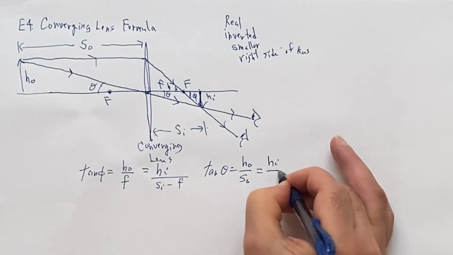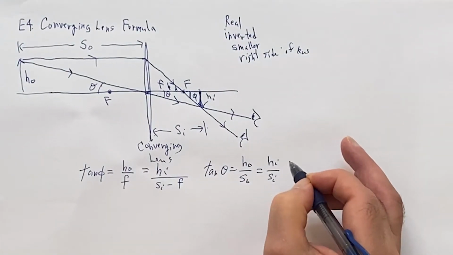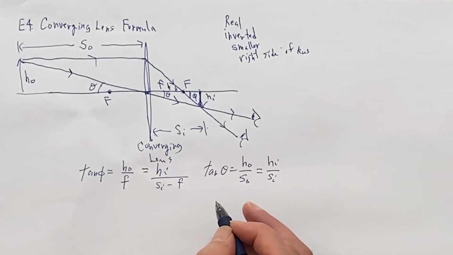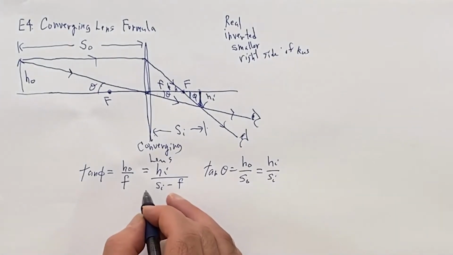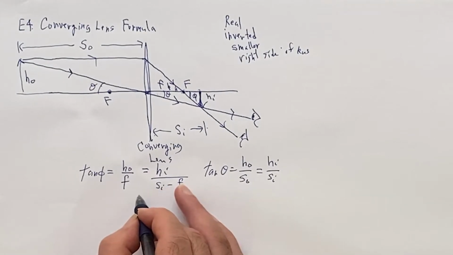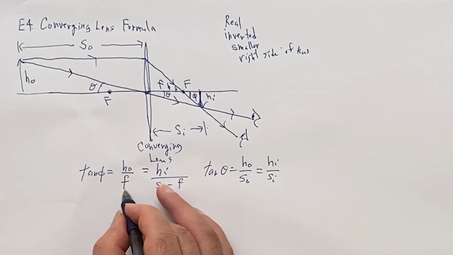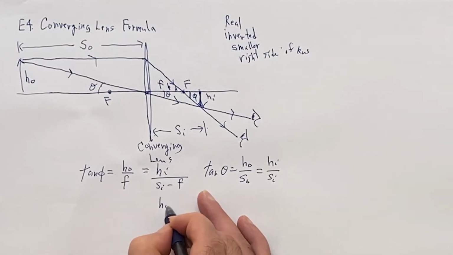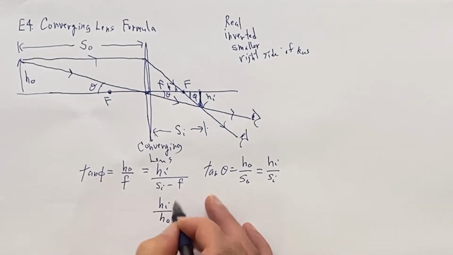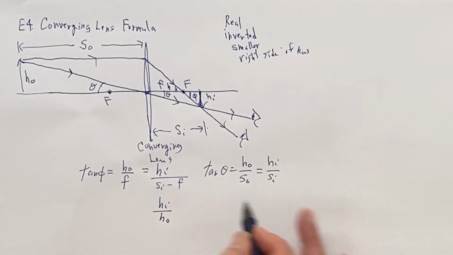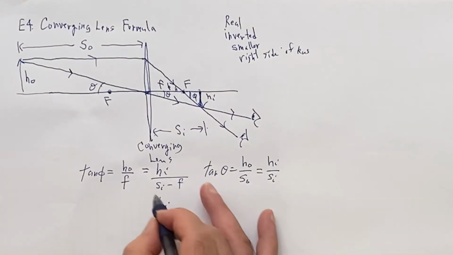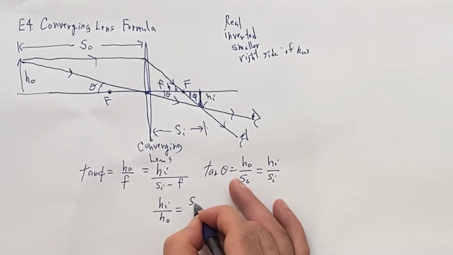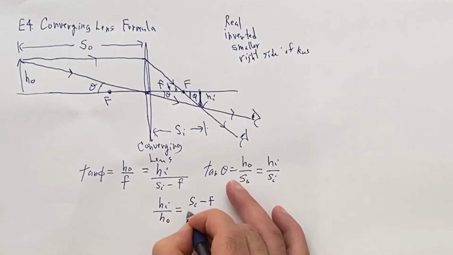This is very similar to what we did in the mirror case. Right? And the formula is going to be very similar. It's going to be like the same formula in a sense. Okay, so let's work it out with these two. We basically set this one and this one. What I like to do is get HI over HO from both of these equations. So HI over HO from the left equation would be SI minus F over F.